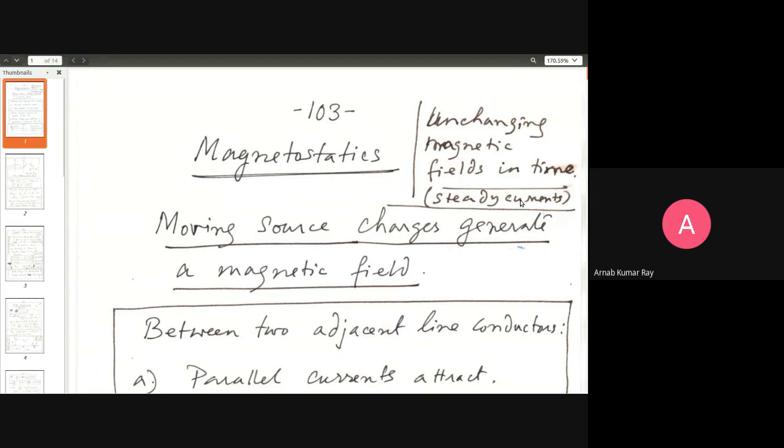And a steady current will give you an unchanging magnetic field in time. When I'm talking about statics, we understood things are fixed. But when you're talking about magnetism, you have to have currents. So current is not a fixed business. Current means flow of charges. So what is the fixed thing over here? The fixed thing is the value of the current. The number of charges flowing in unit time has a fixed value. And as such, it will give you an unchanging magnetic field in time. And that is the subject of magnetostatics.